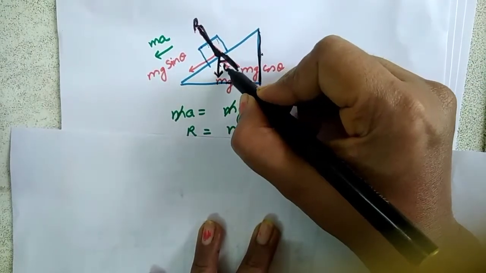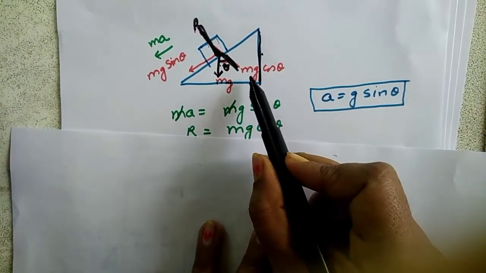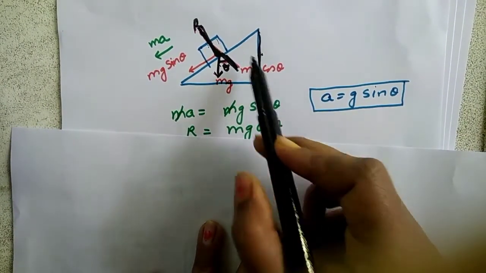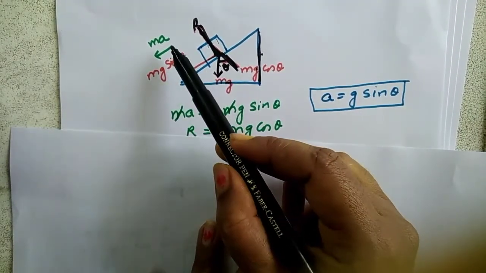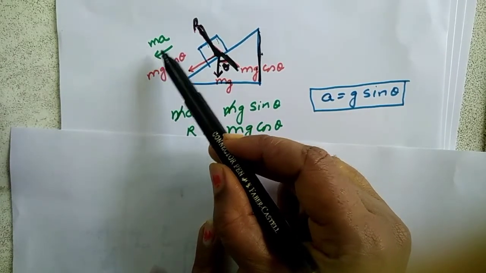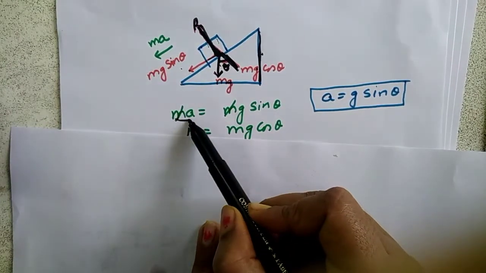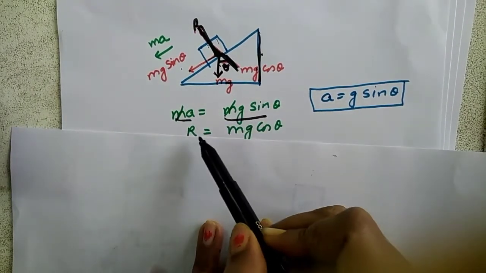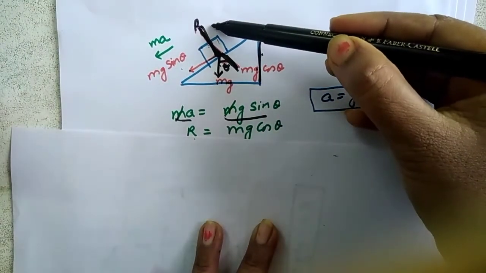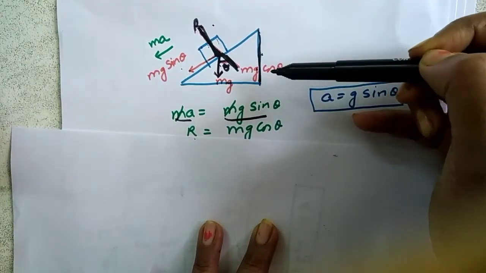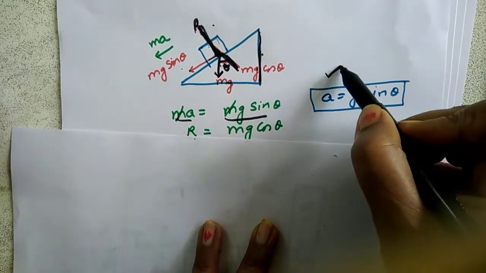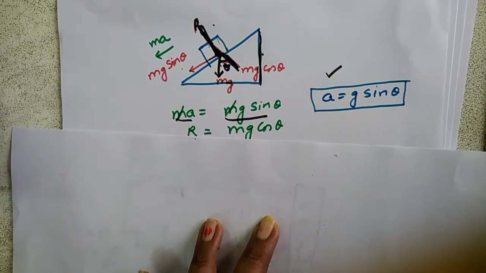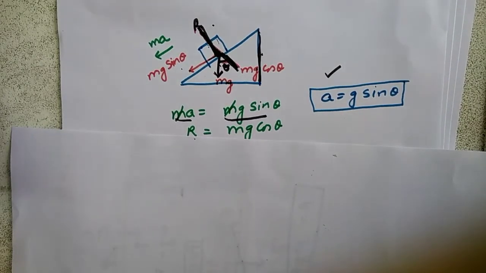So what I did was, this is angle theta, that means this is the mg cos theta component, which is exactly opposite to the reaction, and on this side I have mg sin theta, and the body is also slipping in the same direction, so ma. That means ma is balanced by mg sin theta and the reaction component R is balanced by mg cos theta. By solving these equations, I can come to know that the acceleration of a body on a slant is equal to g sin theta. But remember, in this case, friction is not considered.